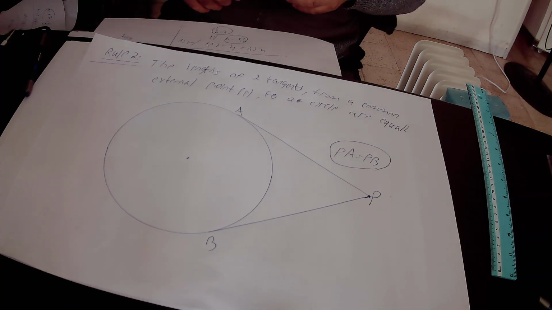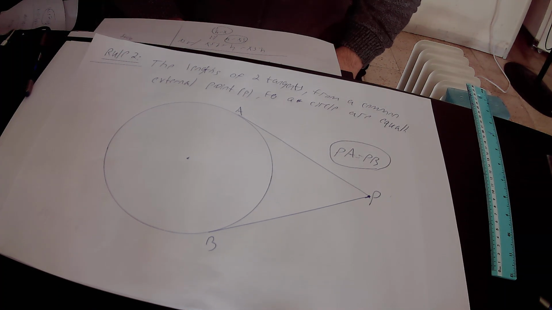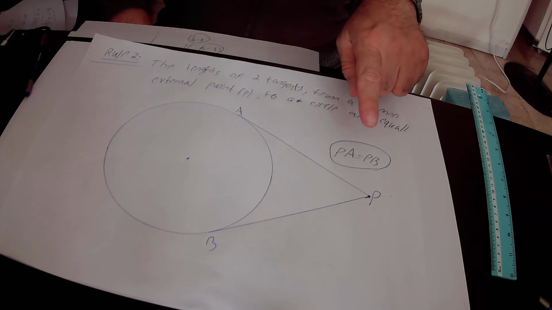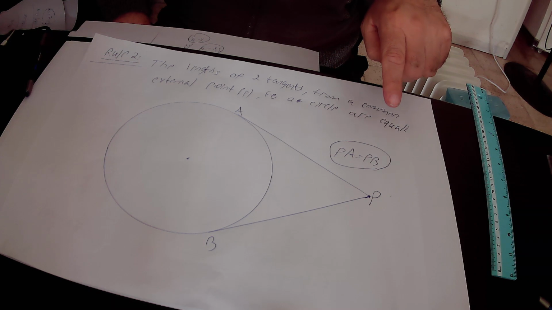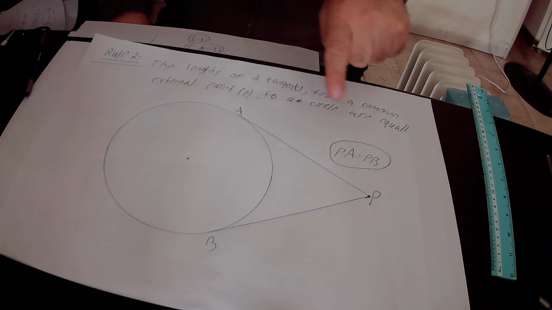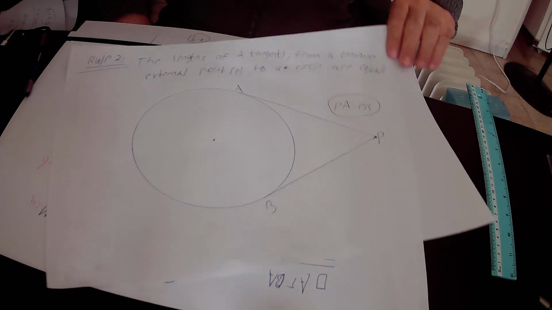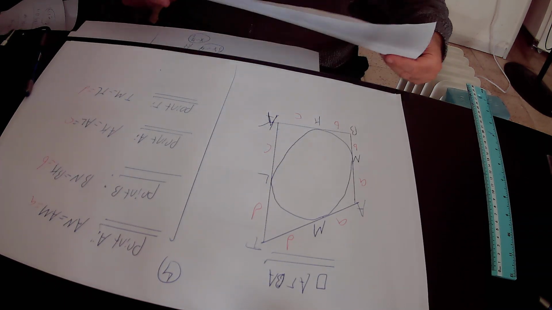According to rule number 2, the lengths of two tangents from a common external point to a circle are equal. We have the common external point, point P. From point P, we have two tangents to this circle, tangent PA and tangent PB. Whenever you draw two tangents from a common external point to a circle, the lengths of those two tangents must be equal to each other. In this case, PA equals PB.